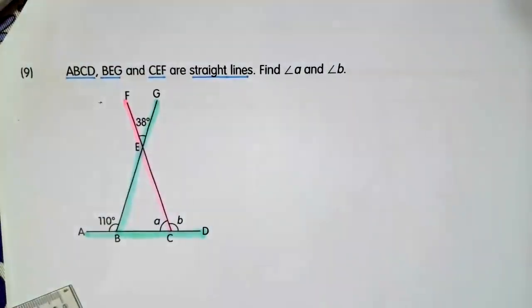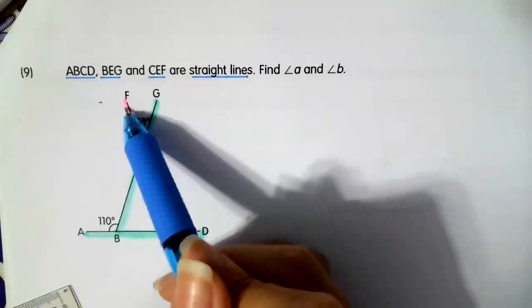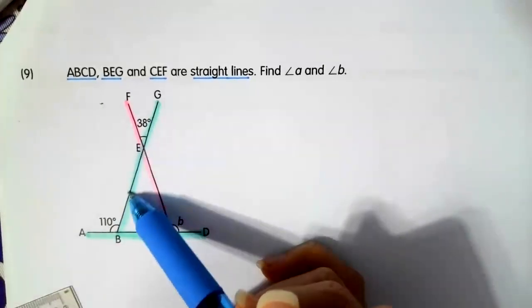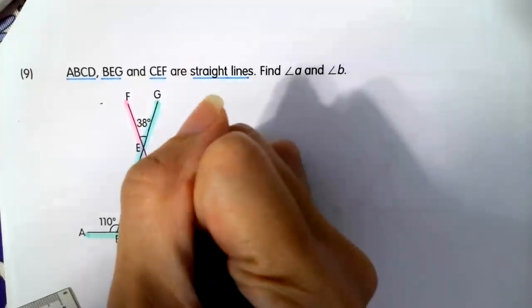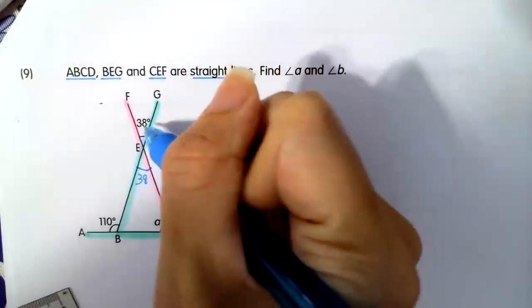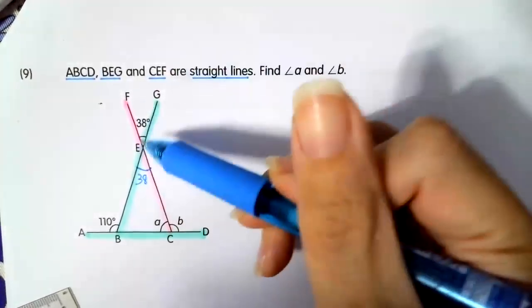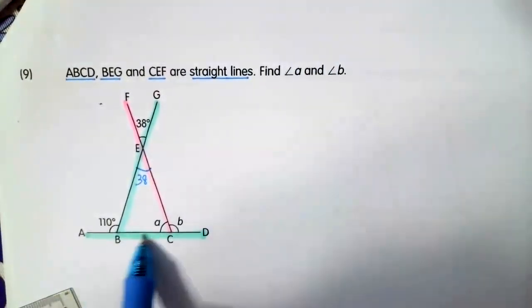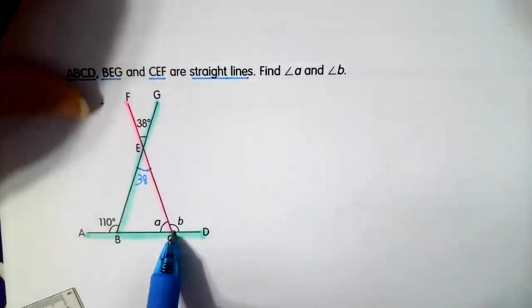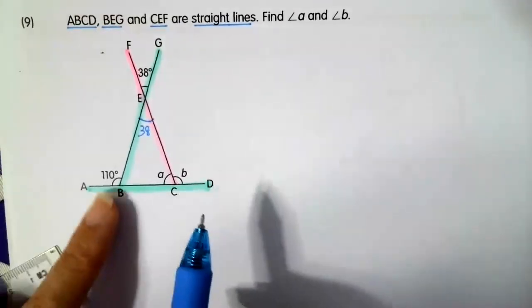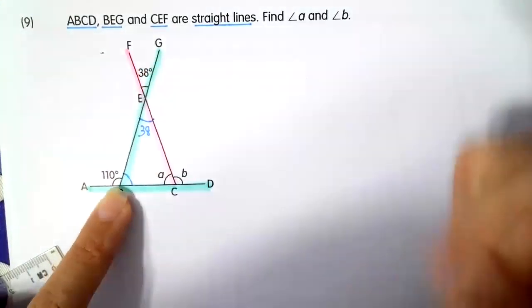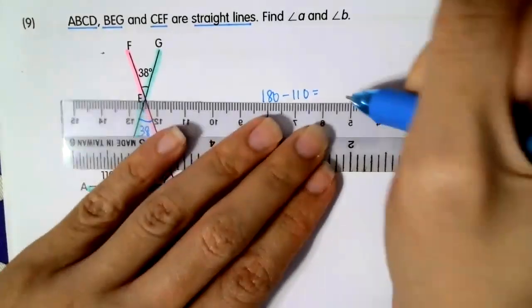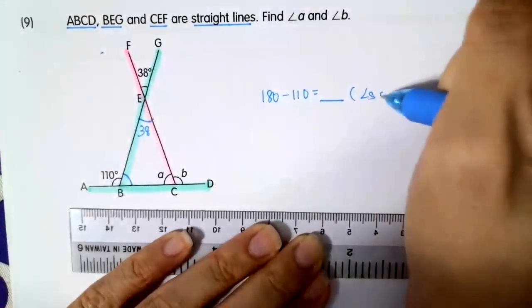So there are two ways to start doing this. The first thing you can see is an X here. So what comes to your mind is vertically opposite angles, so X-men. So if this is 38, then this will also be 38 because of the X-men. So these two angles are the same. Your second step is, this is a straight line, right? ABCD is a straight line, so you can use the angles on a straight line. So if this is 110, I can take 180 minus 110 to give me the answer. This is angles on a straight line.